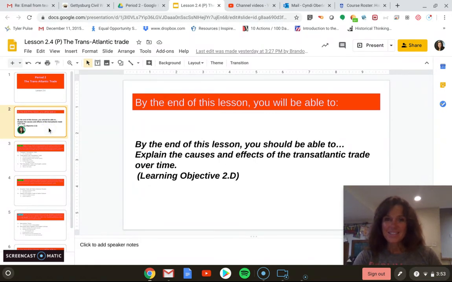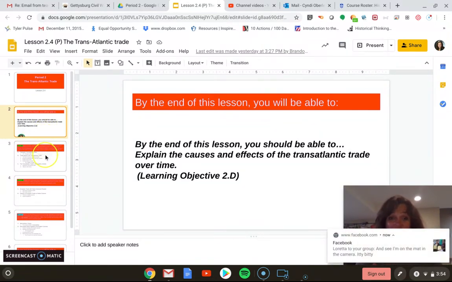By the end of this lesson, you should be able to explain the causes and effects of the transatlantic trade over time. This is pretty straightforward: what caused the trade, and what are the effects of the trade? Because as you know, the transatlantic trade during this time period unifies 3 continents: Europe, Africa, and North America, and it completely changes the world. So, obviously, for an effect, you can't just say it changes the world. You have to be more specific, but we're going to hopefully explain how and why it changed the world today.